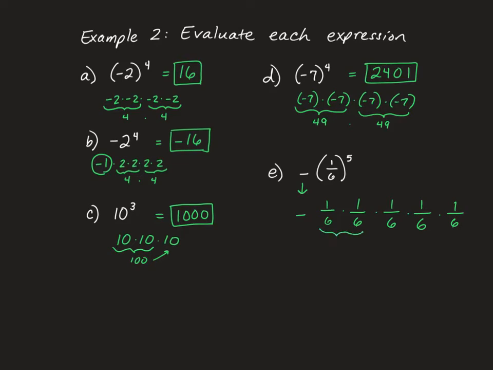We have 6 times 6 is 36, and that's also 36. So now we have 36 multiplied by 36, and then one more 6 here. Again, it would help to have a calculator for this. That is 7,776. So our answer is negative 1 over 7,776.